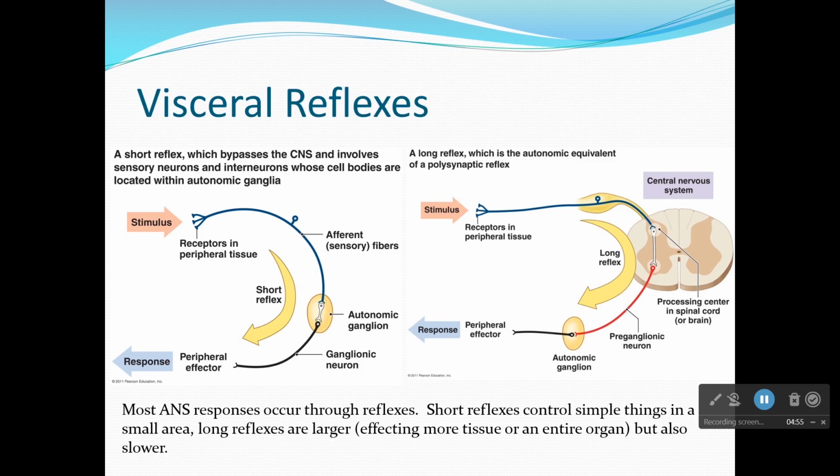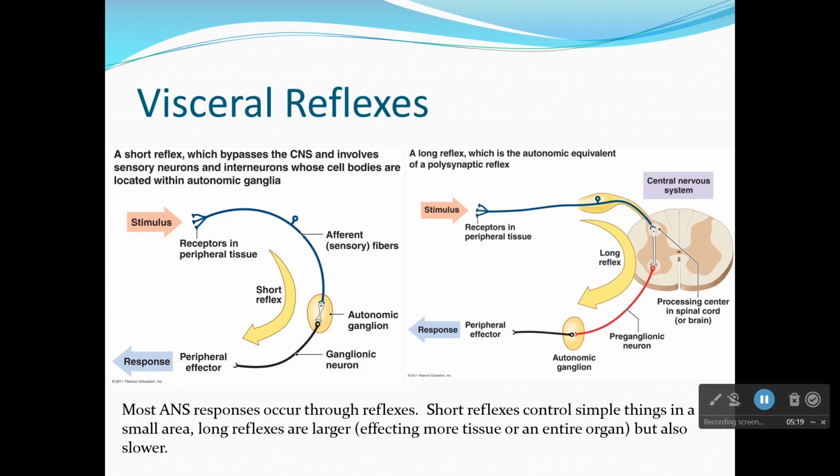So short reflexes are very fast and simple. Long reflexes can be much more complex, but they're slower. Remember, every synapse is a delay. So the more synapses you have in a neural circuit, the slower that neural circuit is going to be. Thus, we have the two different types.